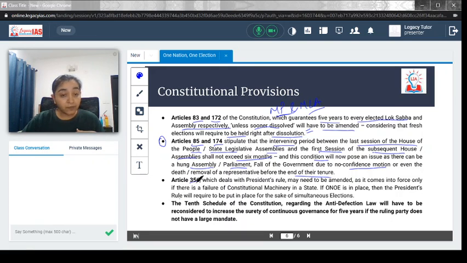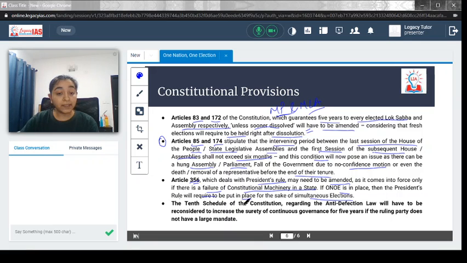Then we have Article 356, which deals with president's rule or the state emergency. Again, that may need to be amended, as it comes into force only if there is a failure of constitutional machinery in a state. So the only provision under which president's rule could be invoked is when the state government has failed to do its constitutional duty. In that regard, for simultaneous election, how would you resolve them? If one nation, one election is in place, then president's rule will be required to be put in place for the sake of simultaneous election. Again, resolution needs to happen. Otherwise, with all the variation we have in the elections fought today, it is very difficult to hold the simultaneous election.